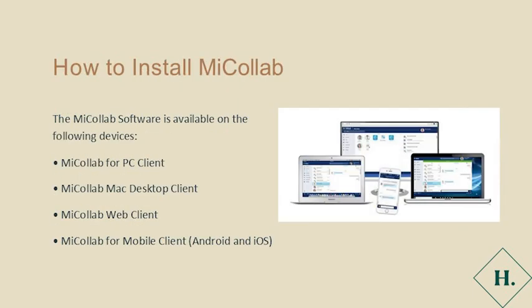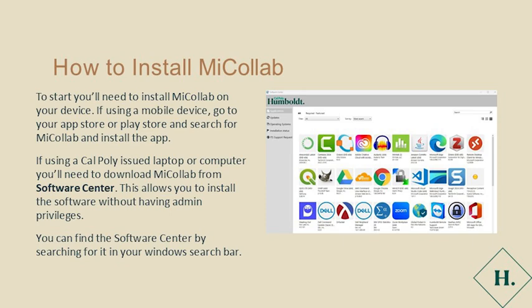How to install MyCollab. The MyCollab software is available on the following devices: MyCollab for PC Client, MyCollab Mac Desktop Client, MyCollab Web Client, MyCollab for Mobile Client, Android, and iOS. To start, you'll need to install MyCollab on your device. If using a mobile device, go to your App Store or Play Store and search for MyCollab and install the app. If using a Cal Poly issued laptop or computer, you'll need to download MyCollab from the Software Center.